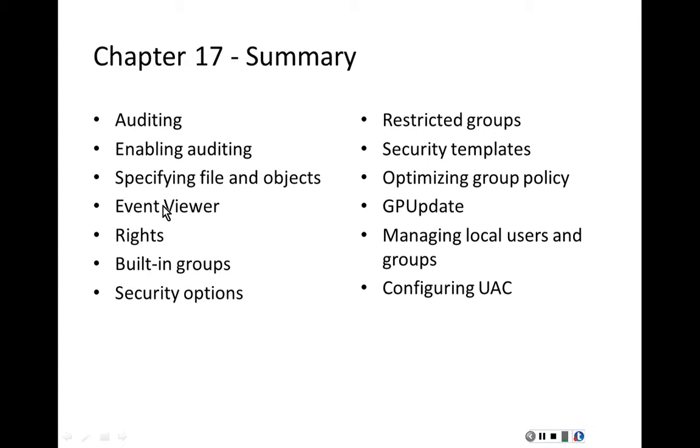Chapter 17, Summary. In this chapter, we discussed auditing and enabling auditing and specifying what files or objects will be audited. We looked at Event Viewer, at rights, at built-in groups, and at security options. We looked at restricted groups, security templates, optimizing group policy, GP update, managing local users and groups, and configuring user account control. And this concludes Chapter 17.